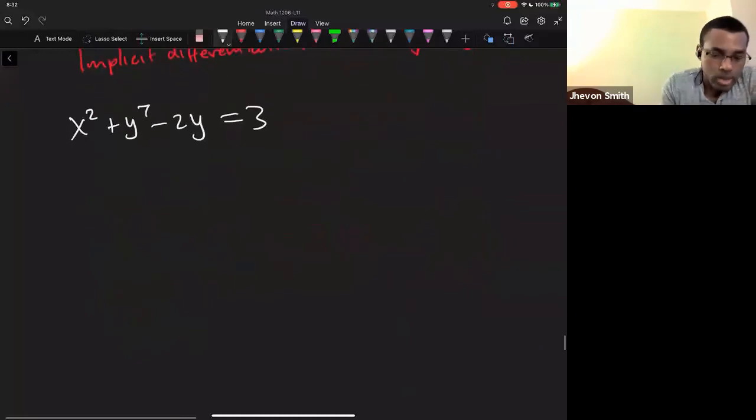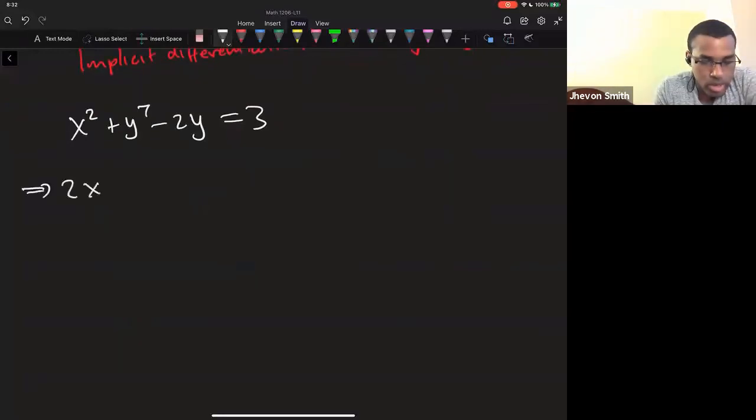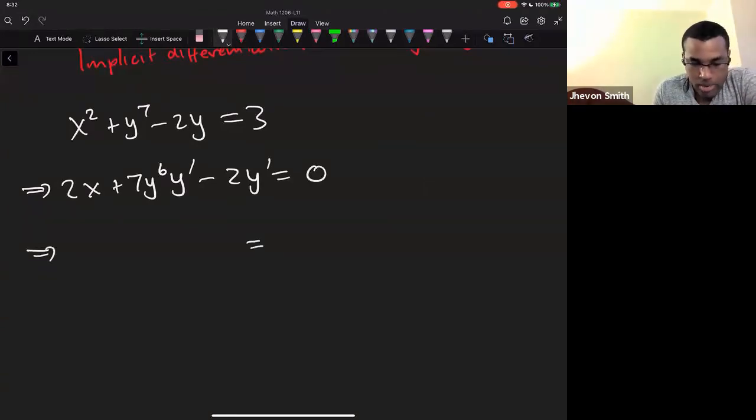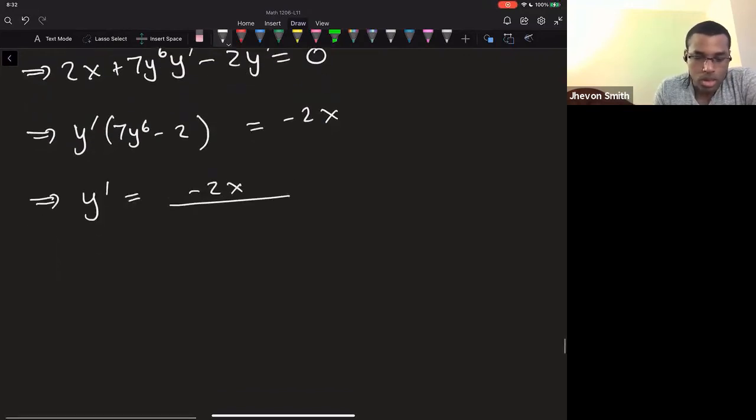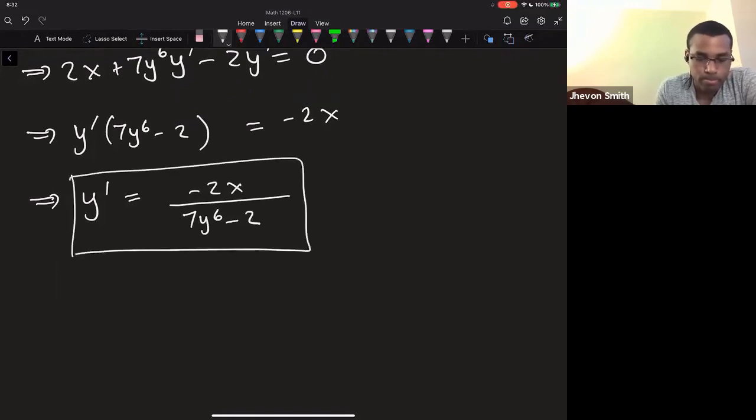So remember how that works. We're going to differentiate as usual, but whenever I differentiate a y term, multiply by y prime. Now I'm going to bring everything that does not have a y prime to the other side. Everything that does have a y prime stays over here. I'm going to factor out the common terms. And so our y prime is equal to minus 2x over 7y to the 6 minus 2. And that's our answer.